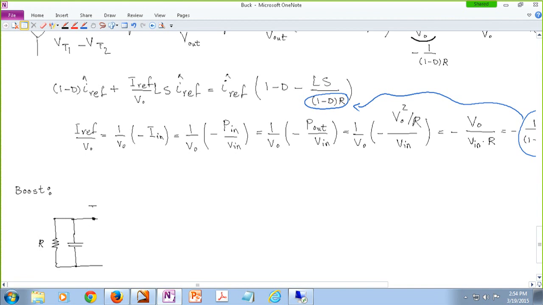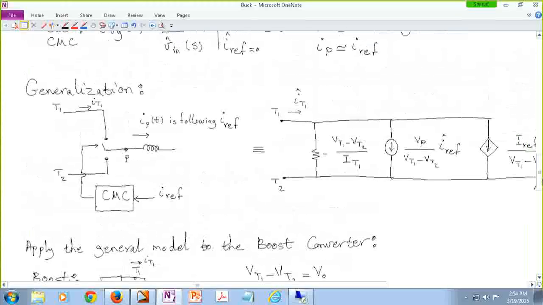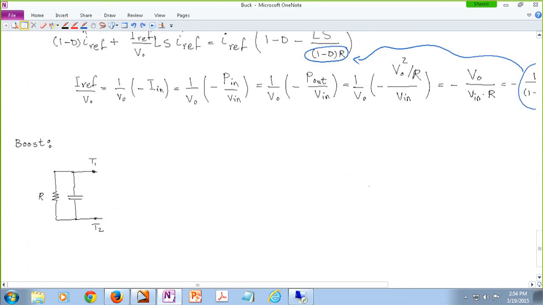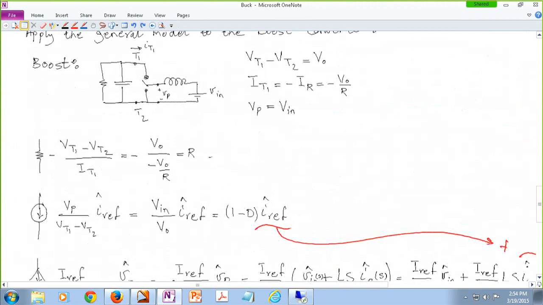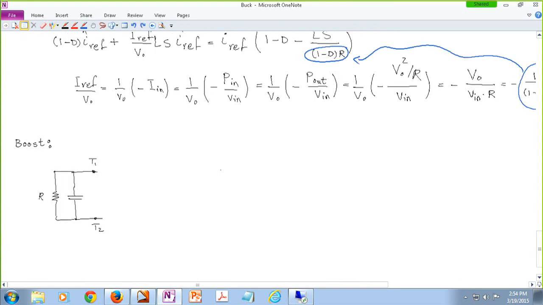So now I have the throws. So we argued that we have a resistor. And in a general case, this resistor is negative VT1 minus VT2 over IT1. We kind of realize that VT1 minus VT2 divided by IT1 with a negative sign is nothing but the output resistance. So I'm just going to draw another output resistance there.